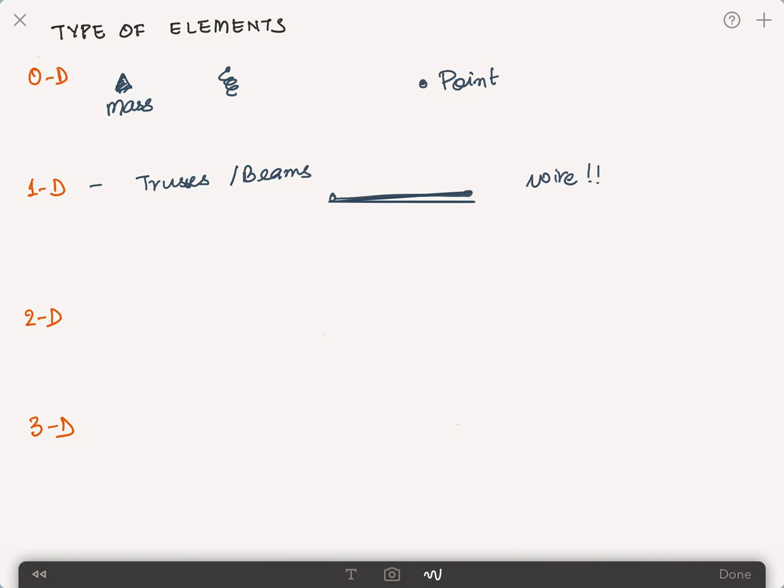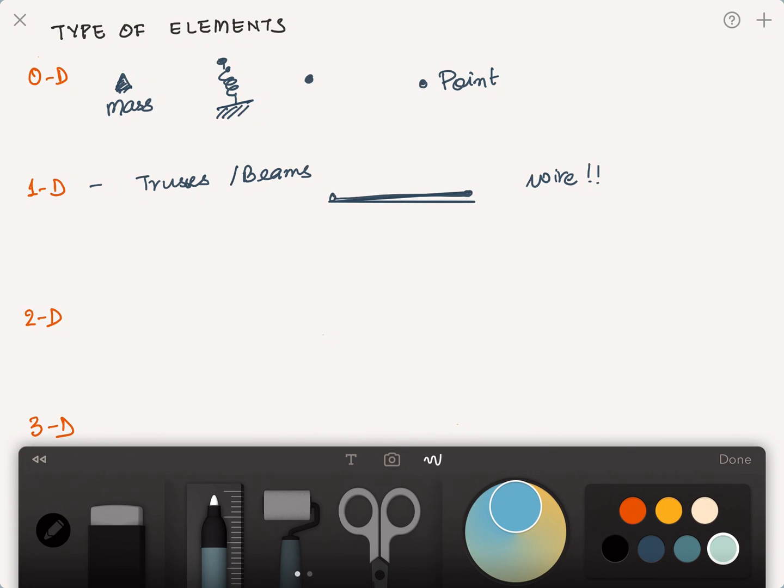It can be a spring with a certain stiffness which is attached to the ground, which is also considered as a zero-dimensional element, or sometimes a one-dimensional spring. And you can have other point characteristics like damping, etc., which can also be considered as zero-dimensional elements. The most commonly used one is a zero-dimensional mass.